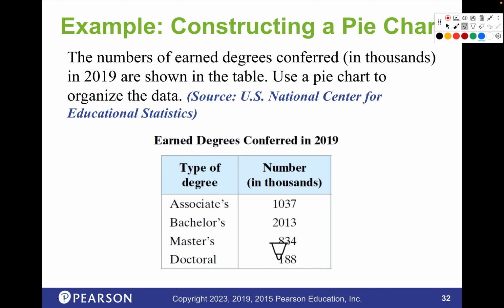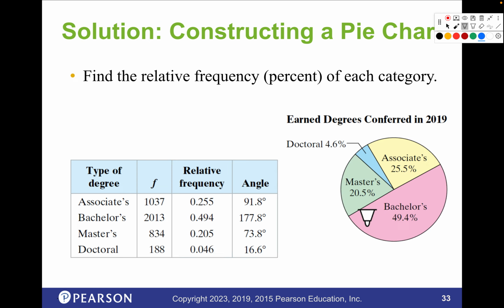So here's an example where it's helpful to do it like this. Here's, again, qualitative data, right? It's how many people have an associate's, a bachelor's, a master's, or a doctoral degree. We have the numbers in thousands. What you would do is you get the total, and then you would get the relative frequency for each. And so they did that.